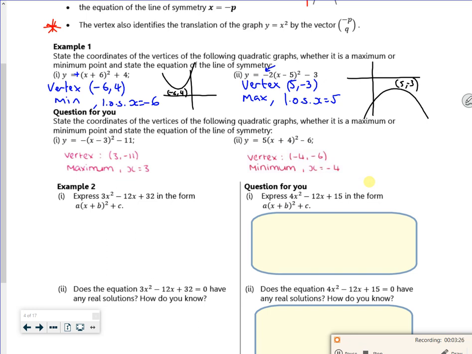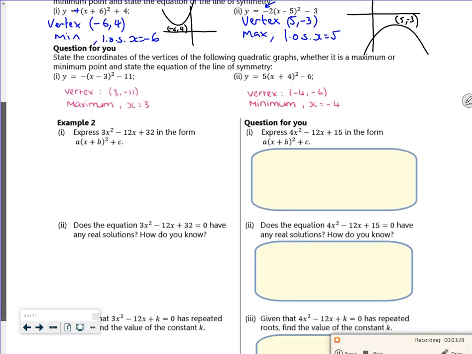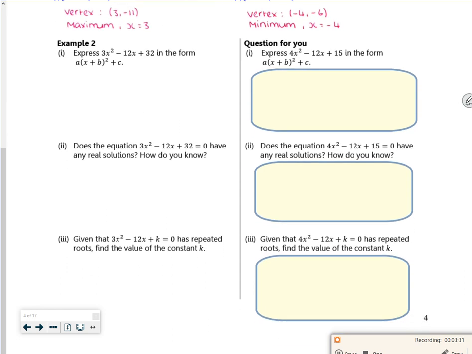Right then, so this next example wants us to put it in completing the square form and then answer some questions about it. So let's do that. So that's going to be 3 lots of, oops, should do it a different colour, shouldn't I? So it stands out here. x squared minus 4x plus 32. Then 3 lots of completing the square on it.